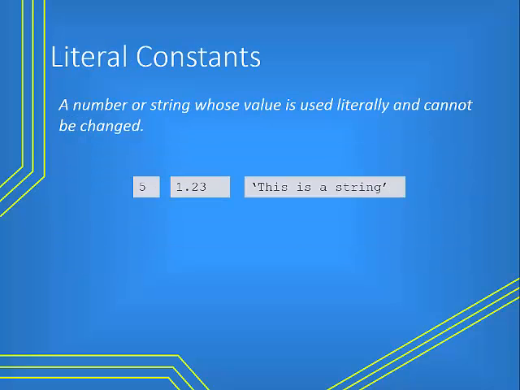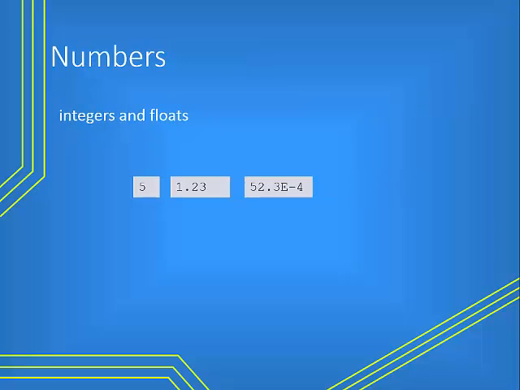An example of a literal constant is a number like 5 or 1.23, or even a string like 'this is a string'. These are called literal because we use their values literally. The number 2 always represents itself and nothing else. It is a constant because its value cannot be changed. Numbers are mainly of two types, integers and floats. Note there are no separate long types. The integer type can be an integer of any size.